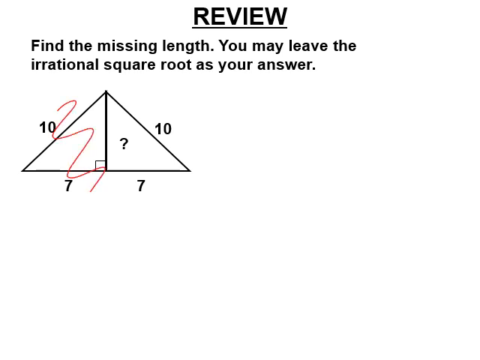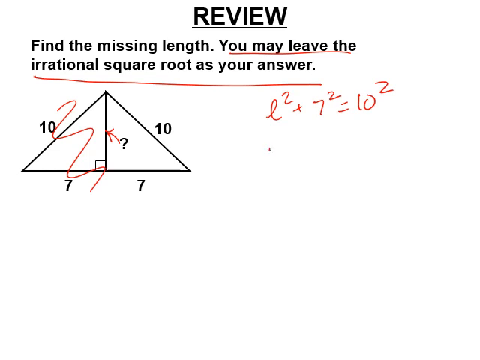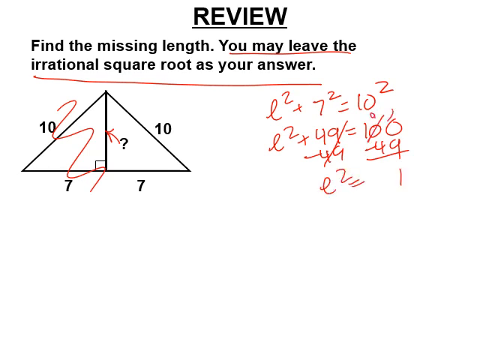Just like the last one, but this time, the answer is going to be an irrational square root. So what's missing here is the length of a leg. So the other one is 7. So L squared, 7 squared is 49. 10 squared is 100. Subtract 49 from both sides. L squared, borrowing, is 51. So the answer is not, you put 51, it's wrong on the test. The answer here is the positive square root of 51.